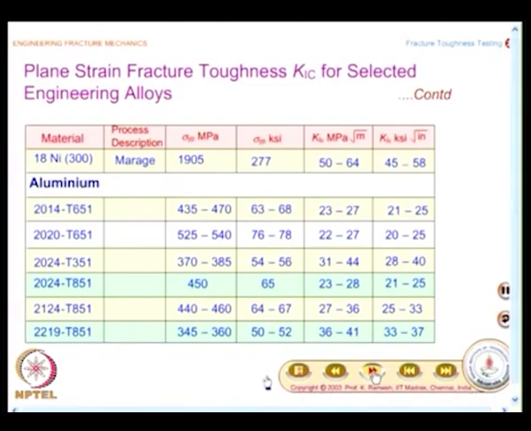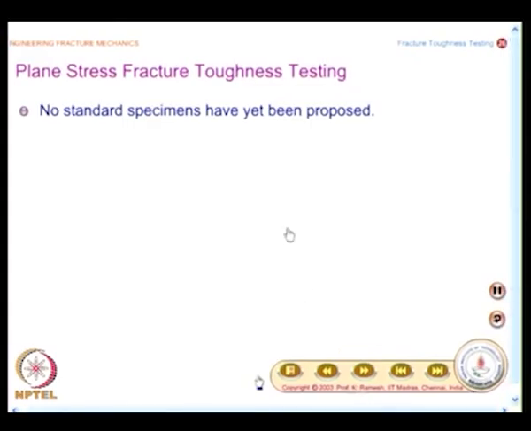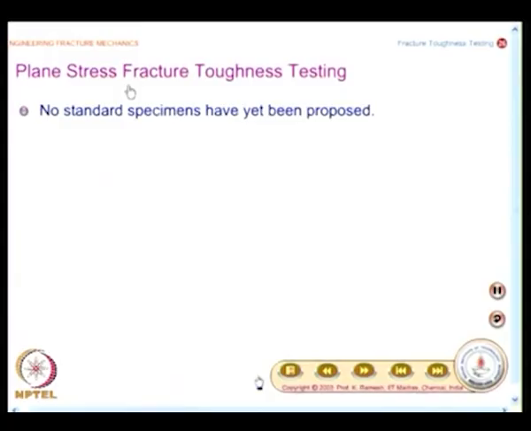Having looked at this, we will move on to plane stress fracture toughness testing. We have seen the plane strain fracture toughness earlier. In the case of plane strain, we had seen standard specimens. You have a standardized procedure for evaluating the fracture toughness. On the other hand, for plane stress fracture toughness testing, no standard specimens have yet been proposed. So, this is the difference.